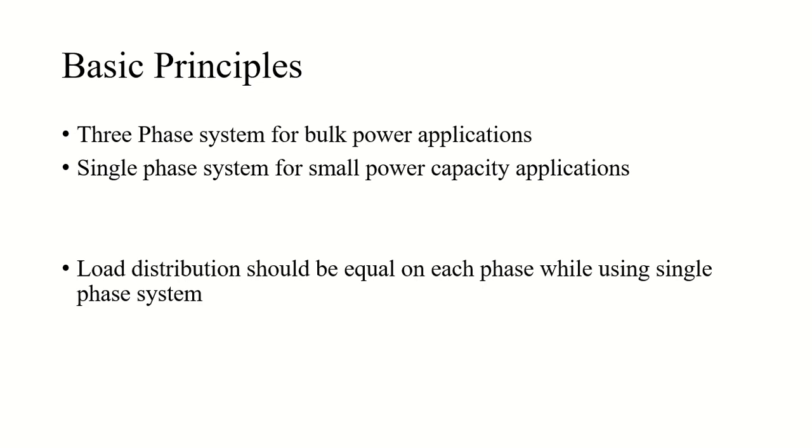Okay, so whatever operation takes place in power system, all the operation will take place either in a three phase system or a single phase system. Now the three phase system is used for better handling of bulk power. In all bulk power applications, we use three phase. And similarly, for small power capacity applications, such as lighting load and domestic load, to consume these loads we use single phase power and single phase systems.